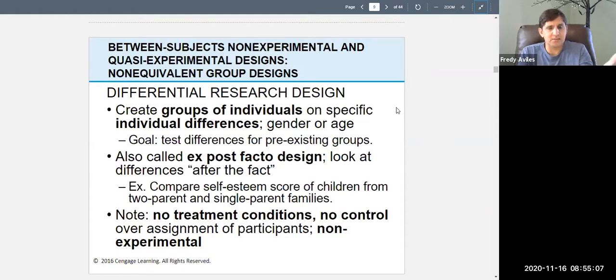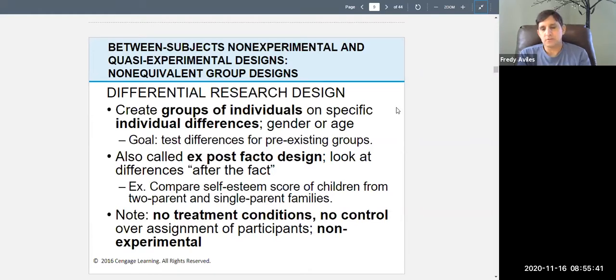The groups exist, so you can compare, let's say, the self-esteem score of children from two-parent families and single-parent families. These groups already exist. You're just defining them. There are children who come from two-parent families, and there are children from single-parent families. You can locate these children. You can give them a test of self-esteem, and you can see if there are any differences. That's a differential research design, also called an ex post facto design.